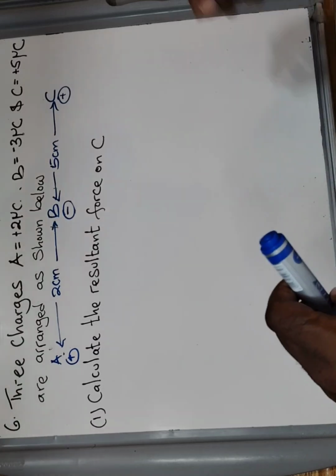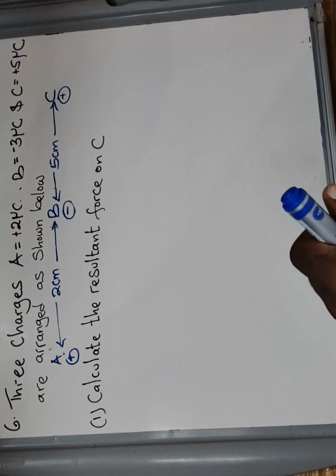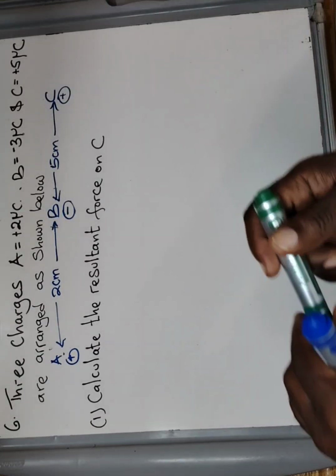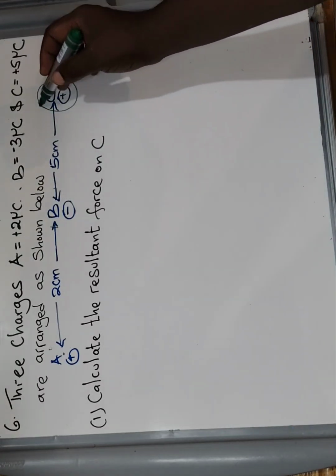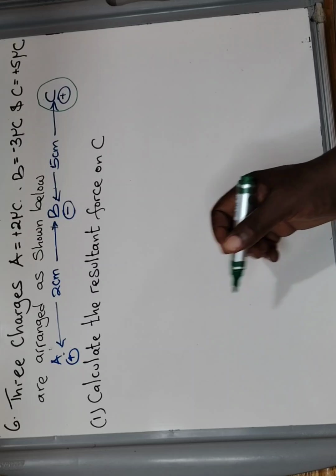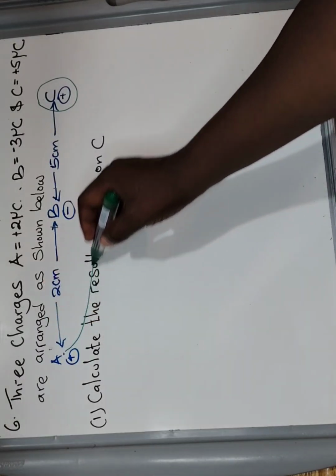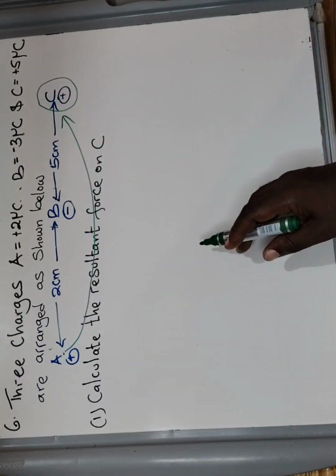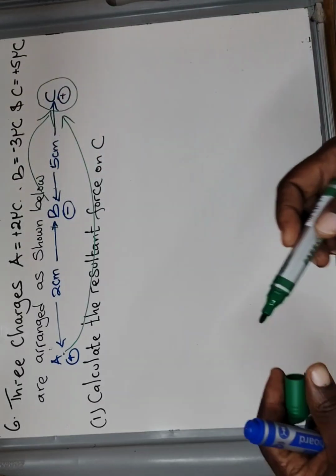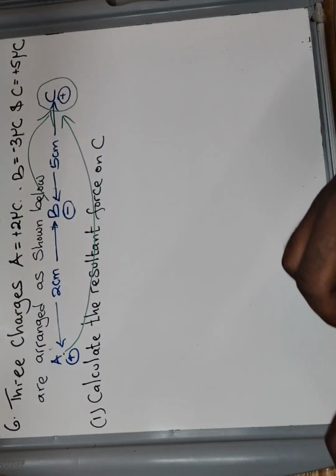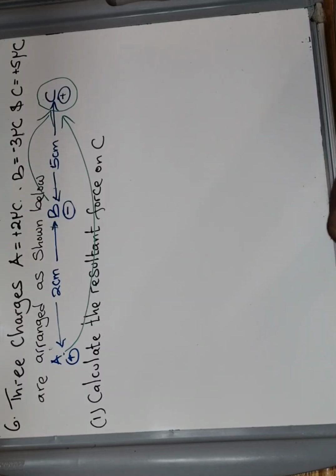Okay, this is what you have to know in simple terms. This is the charge whose resultant force we are calculating. And you have to know that A has influence on C and B has influence on C. So when you add those two influences, what you get is going to be the resultant force. Okay? So what do we do?